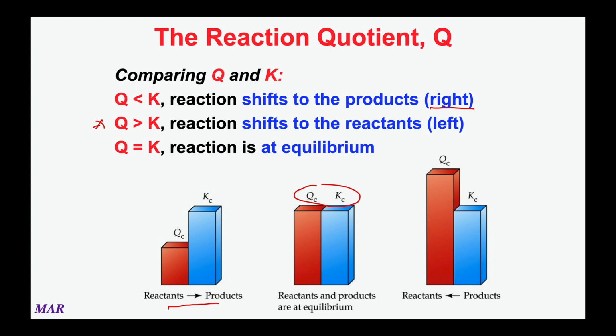So Q less than K is fairly common if you're doing a Q calculation. It means you're not at equilibrium. Q equals K means you're at equilibrium. And once in a while, you'll have a Q which is greater than K. That means you're going to have more reactants, less products.